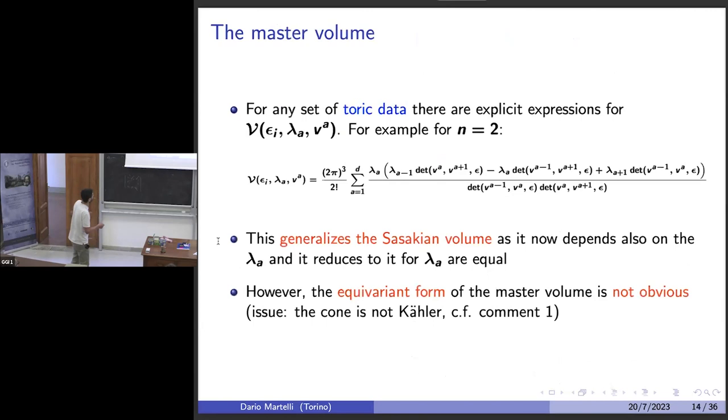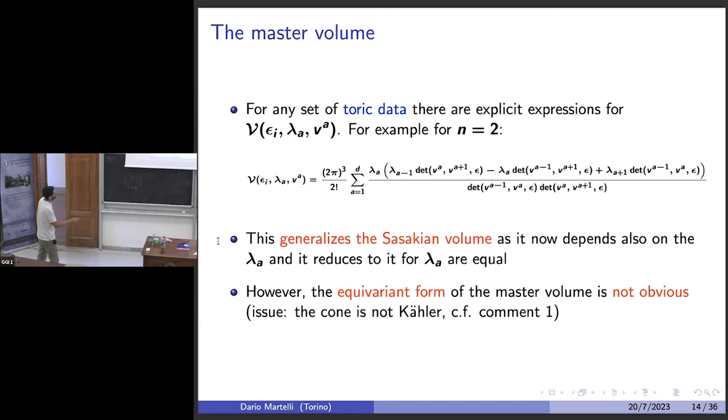Again, it's built out of these 3x3 determinants. Here I specified the case of n equal 2. You can construct it in any dimension. It becomes more cumbersome, and you might think of this as a sort of iterative procedure. You can put it in a computer if you want, have fun, etc. But in the simplest case, you can write this in this explicit fashion. I mean, this is actually something that generalizes the Sasakian volume by introducing dependence on this Kähler parameter, on which the Sasakian volume wasn't dependent.